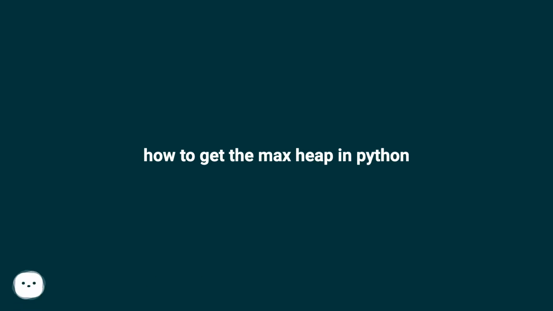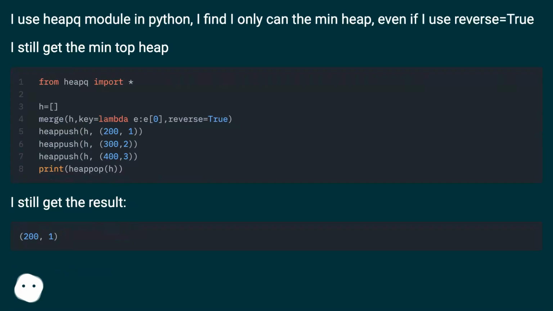How to get the max heap in Python. I use the heap module in Python. I find I can only get the min heap, even if I use reverse equals true. I still get the min top heap.